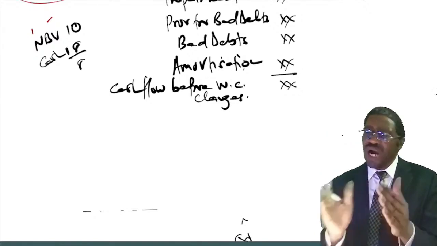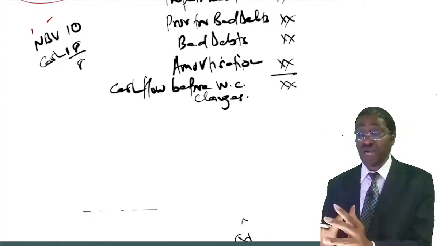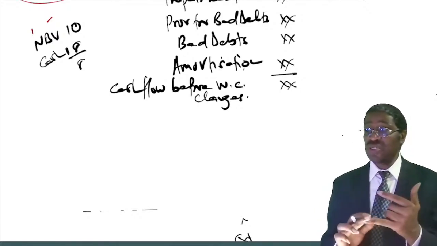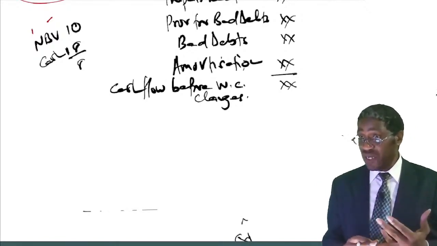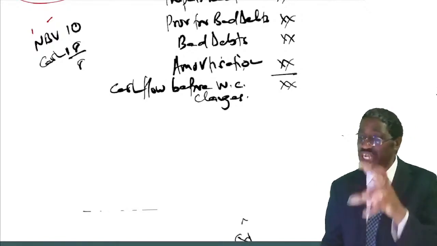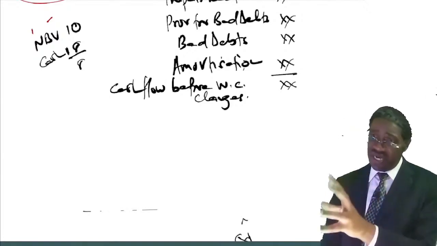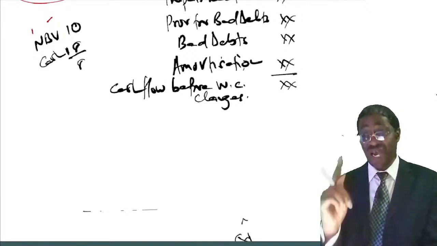Listen, then you had now to bring in the changes in the working capital. Of course, you know working capital is comprised of current assets and current liabilities. So go look for the changes. I have told you the examiner will give you balance sheet for last year and this year. So look for the changes in the working capital items.